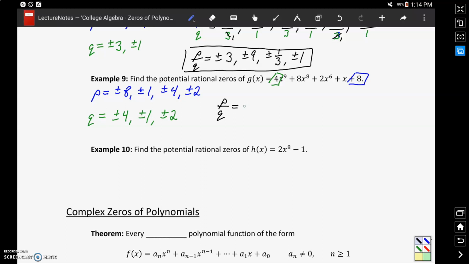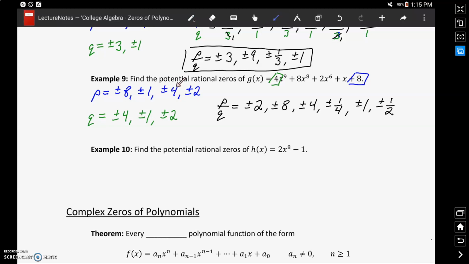We would start off with positive 8 over 4, which would reduce to positive 2. Then we can consider plus or minus 8 over 1, so that would give us plus or minus 8. And then we can consider plus or minus 8 over 2, which would give us plus or minus 4. Then we'll move on to our next value for p, and again, pair it with each of those values for q in the denominator. So that would give us plus or minus 1/4, plus or minus 1, and plus or minus 1/2.